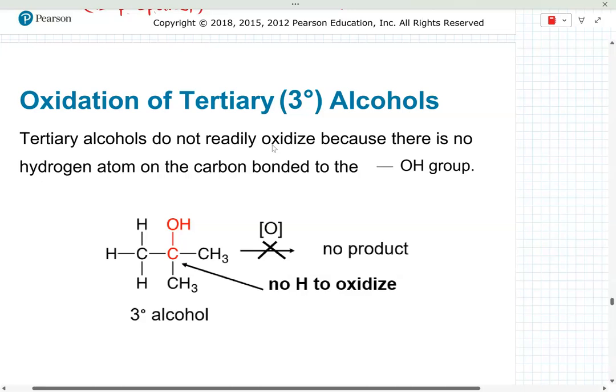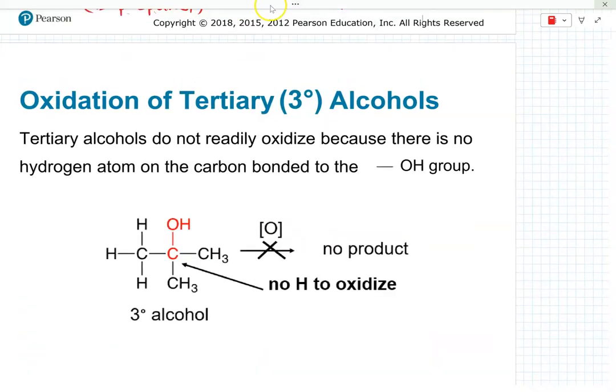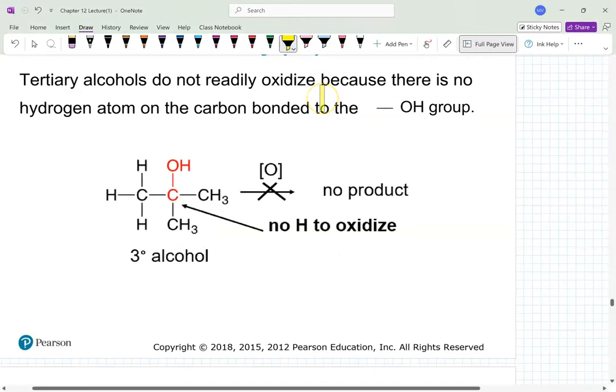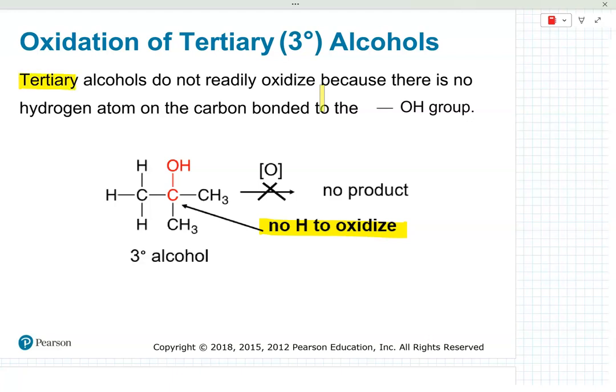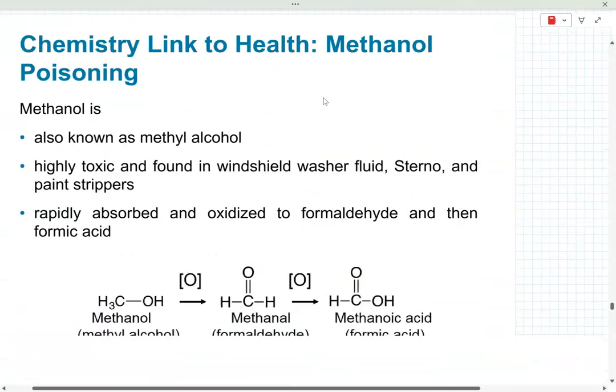Tertiary alcohols don't oxidize because you cannot remove any hydrogens. Okay? Does that make sense? So we can't really reduce the number of carbon-hydrogen bonds or increase the number of carbon-oxygen bonds.